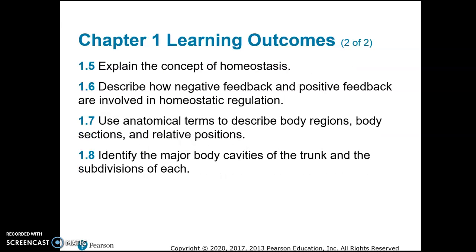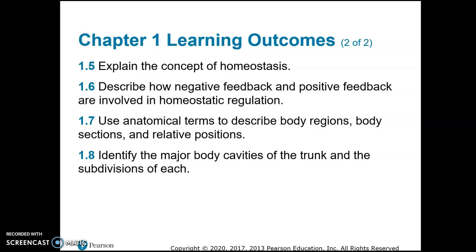Explain the concept of homeostasis, and that's going to be a recurring theme throughout the entire course, by the way, homeostasis and how each of the 11 body systems function to help maintain homeostasis in the human body. And then going to 1.6, describe how negative feedback and positive feedback are involved in homeostasis.